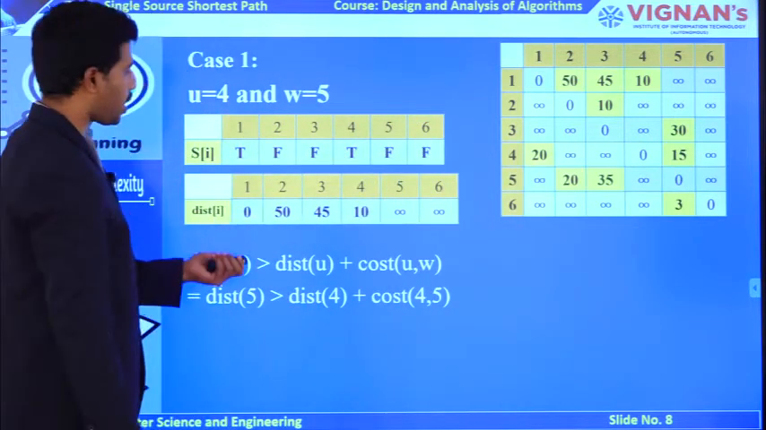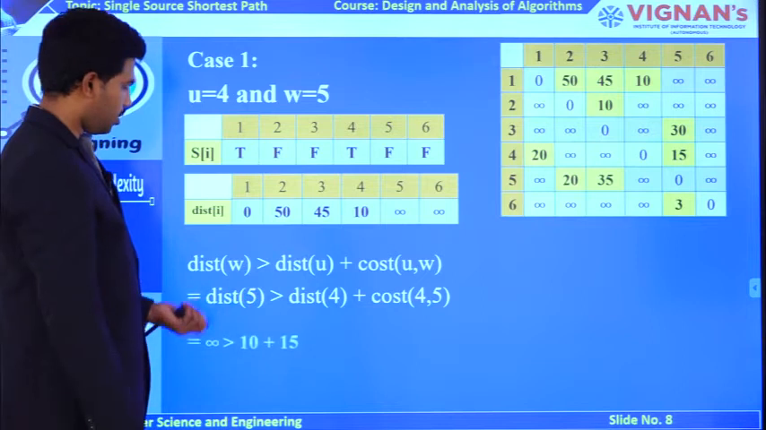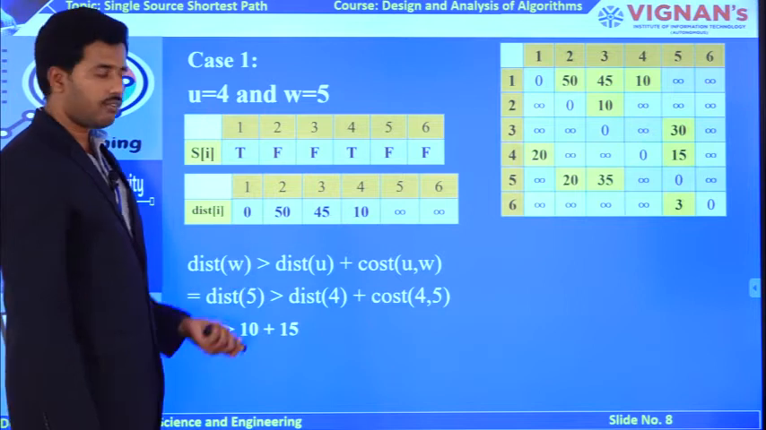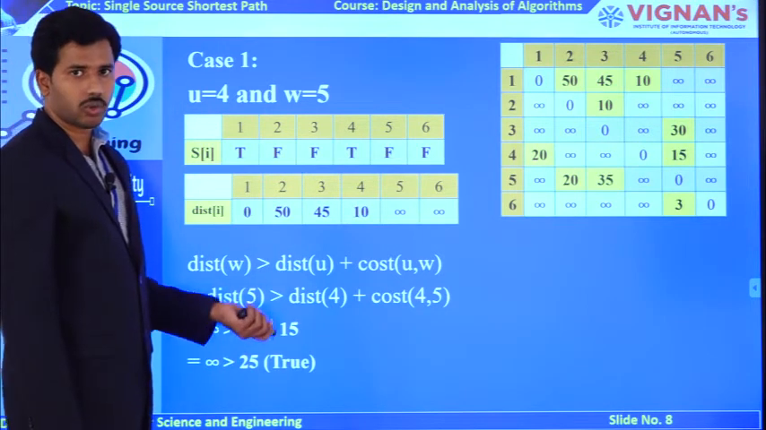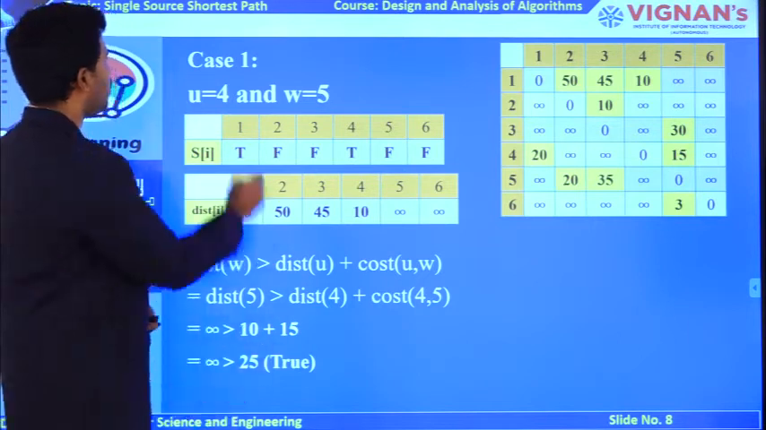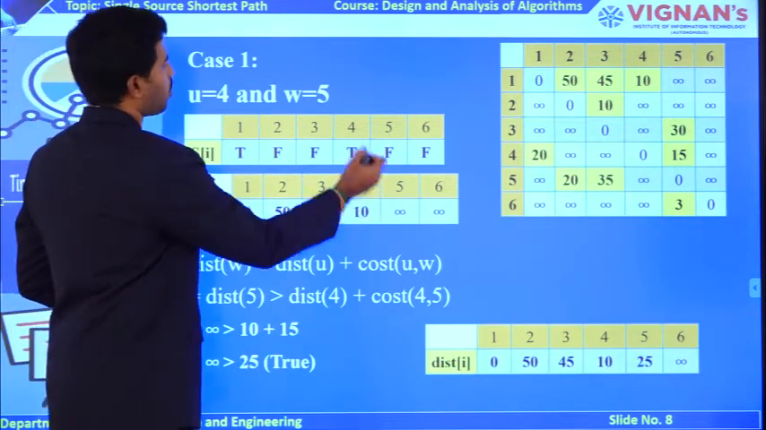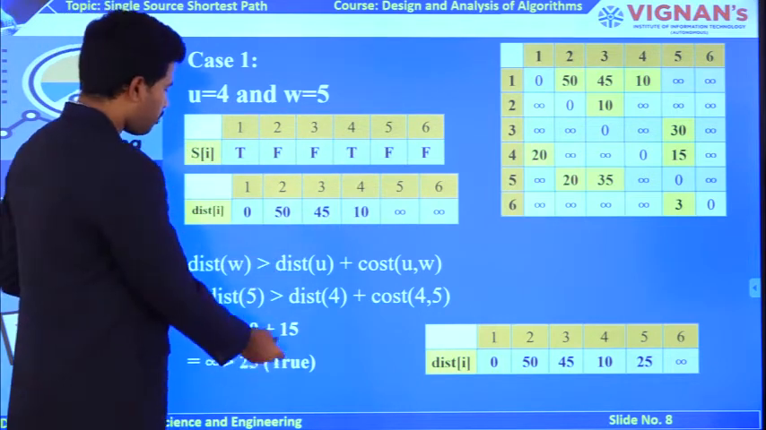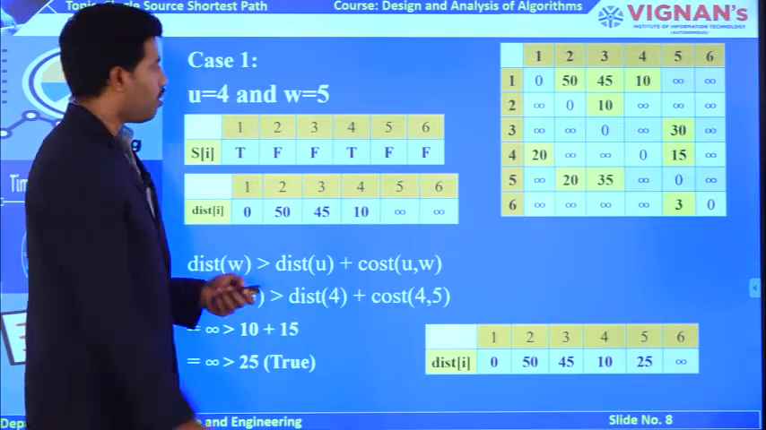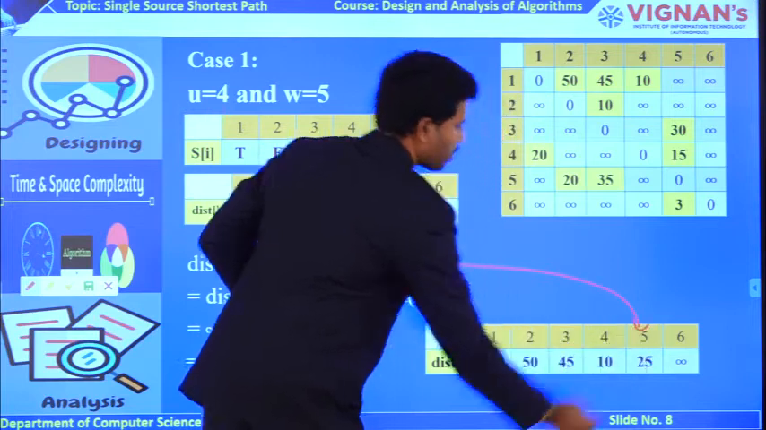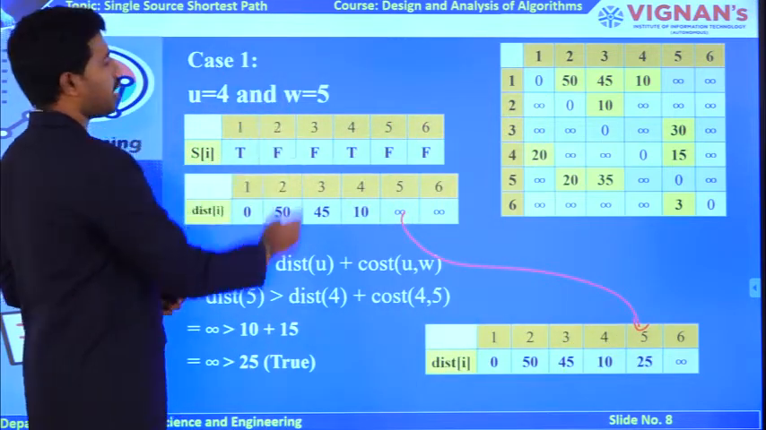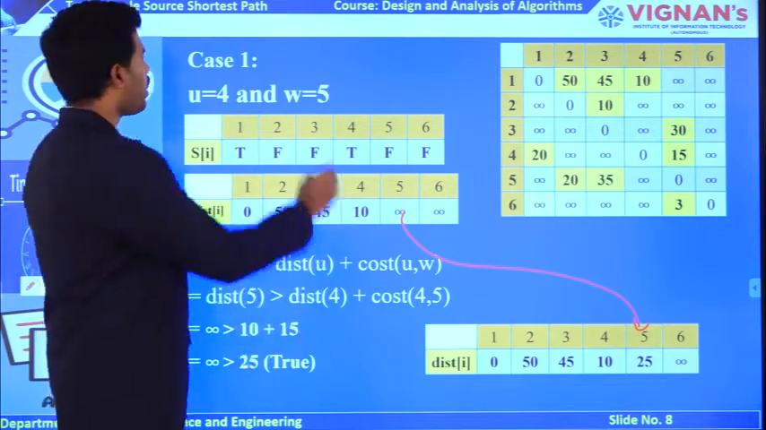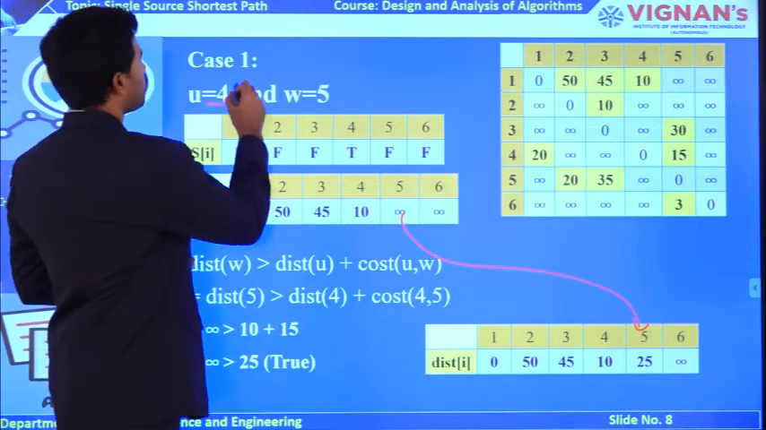Based on these values, you update the formula like this: infinity greater than 10 plus 15. What is the value of 10 plus 15? That is 25. So infinity is greater than 25, and this logic is true. If it is true, you can update your d of 5. The previous d of 5 was infinity. Now with the help of this formula, you can update your d of 5 from infinity to 25. So case 1 says that initially you are at vertex 1, from vertex 1 you choose U as 4, so now you are at 4 and you choose the 5th vertex.